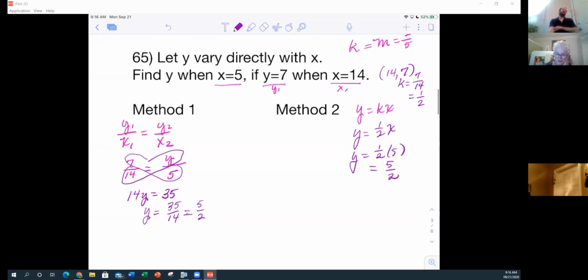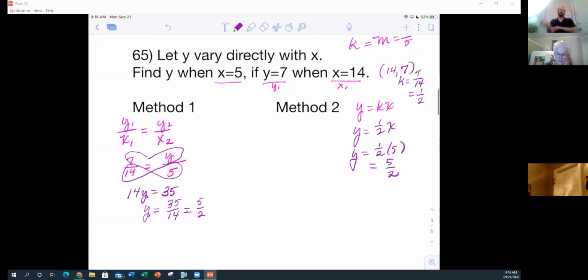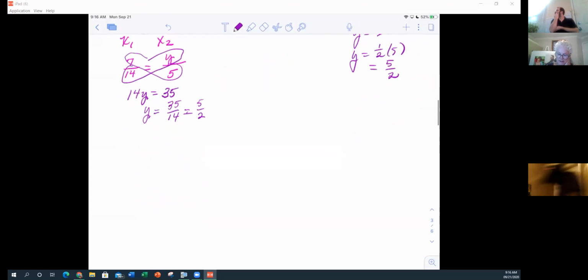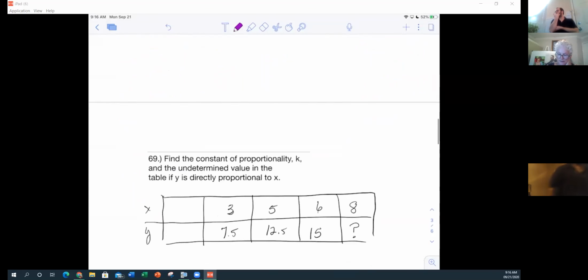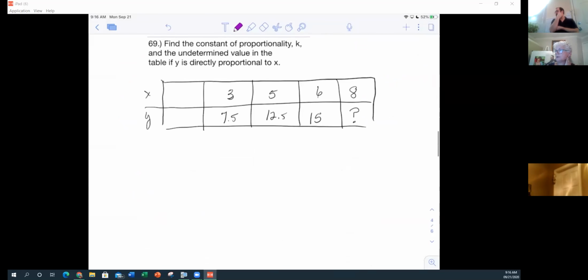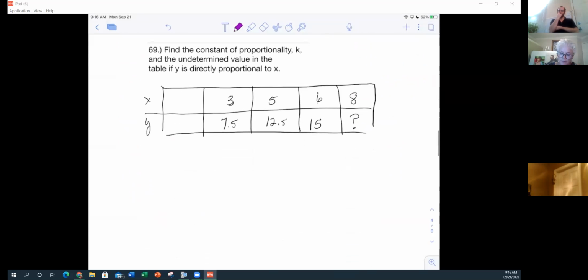The only difference between a direct variation and just any old linear variation is that we always know that direct variation passes through the origin.